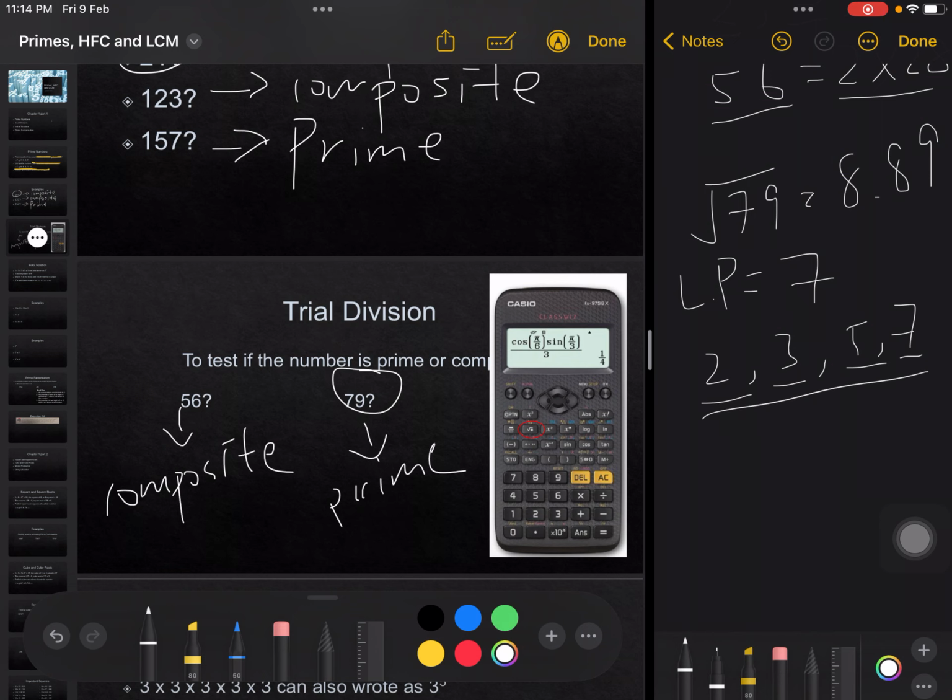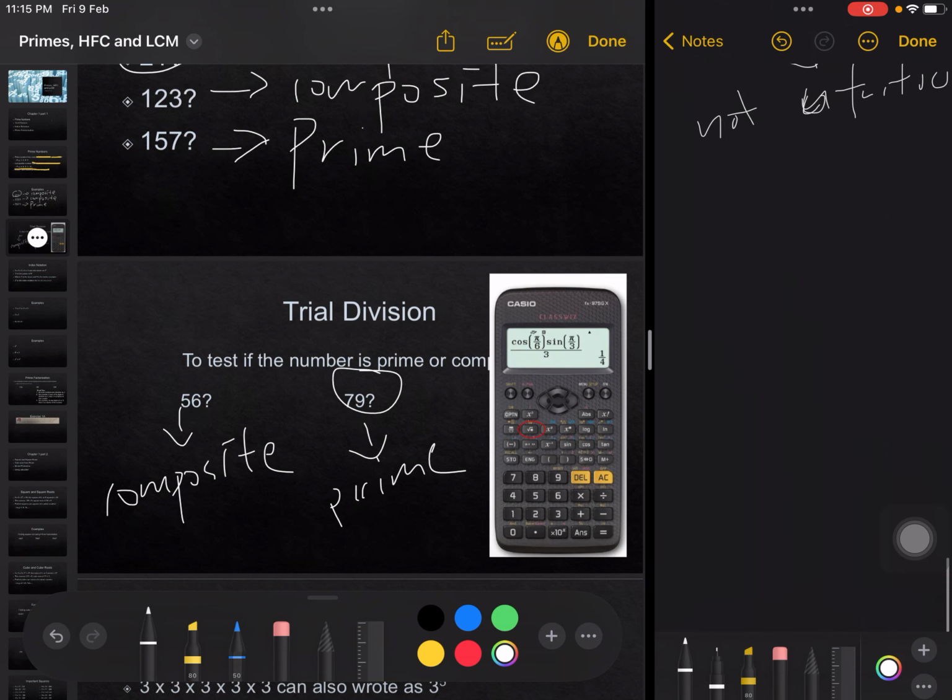All these four are not a factor, from the trial division. Hence 79 is a prime number. So that's how we use trial division to find out whether a number is a prime number or a composite number. If you guys have any questions along the way, you may drop them in the comments section, and I'll try my best to explain to you. Okay, so that's trial division.